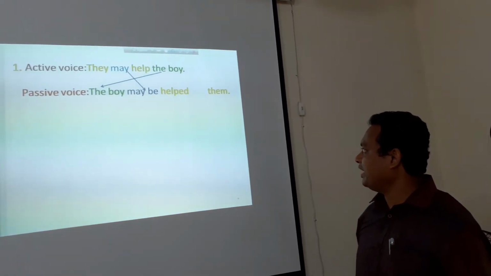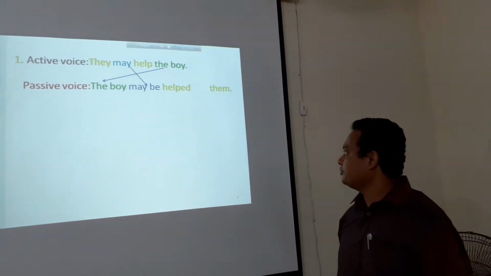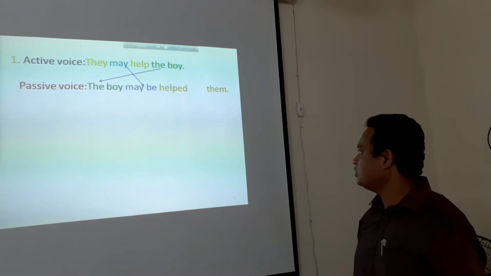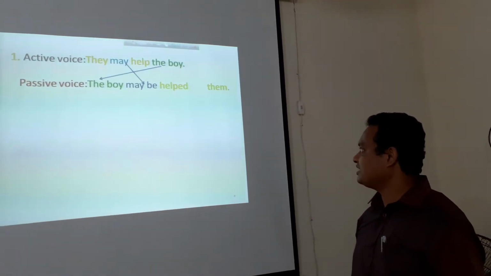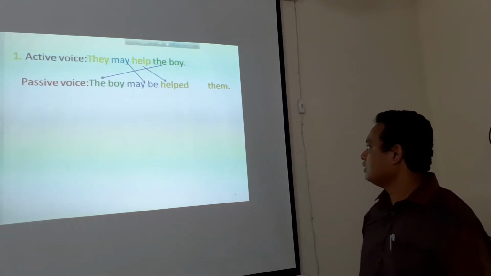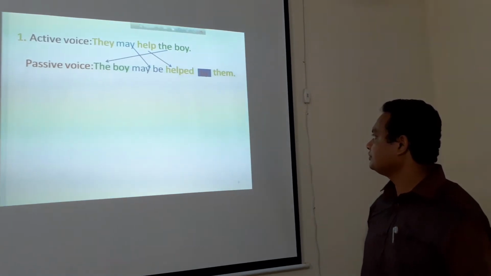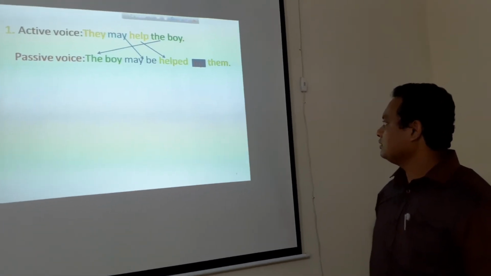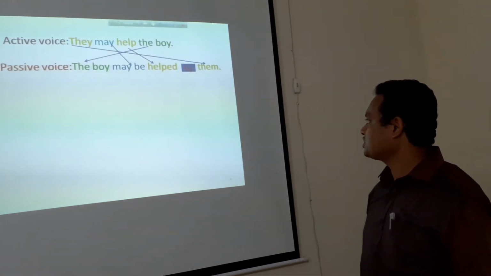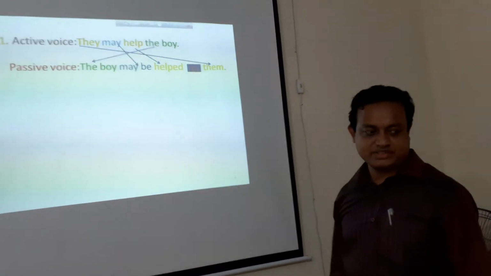Modal auxiliary may turns into may be. Then the main verb is used in the past participle form, helped. Then by is used, and at last the subject they is used as the objective form, them, in the passive sentence.